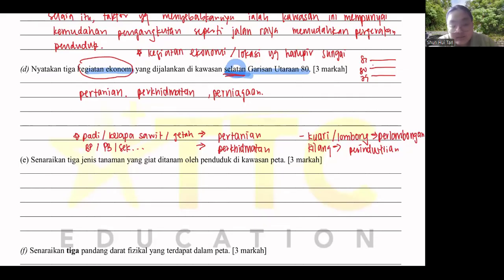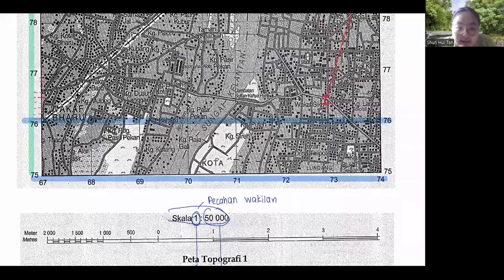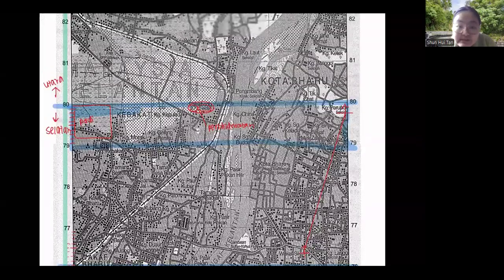Other than economy. Wait, what is this? Okay, kegiatan ekonomi, right? They might also ask you about what? They might also ask you about tanaman, plantation yang giat ditanam di kawasan penduduk. Giat dijalankan means what they always do, right? Tanaman, yeah. So let's go up and see what's the tanaman.